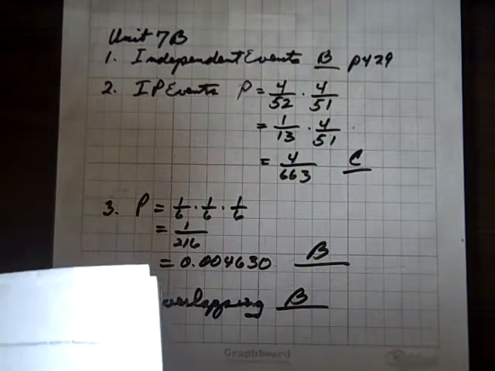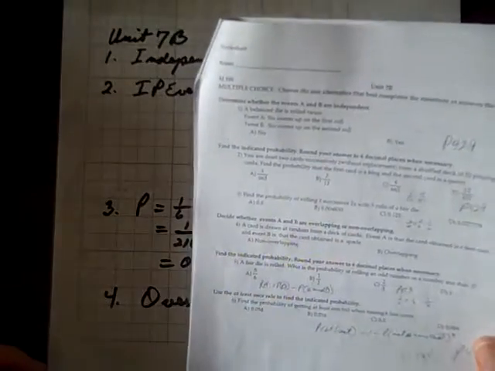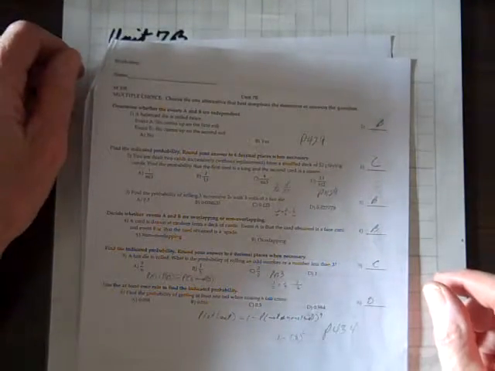Unit 7B. And now we're dealing with probabilities and independent events and dependent events and overlapping events. So here we go. Let's do one.